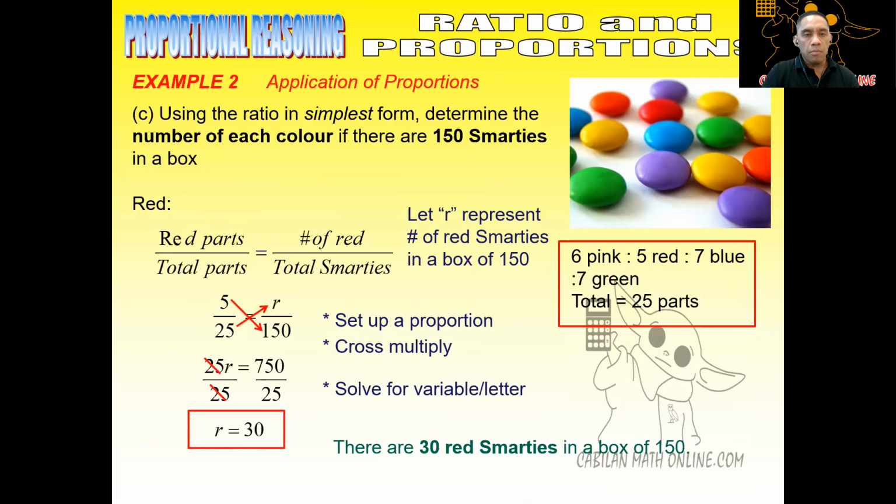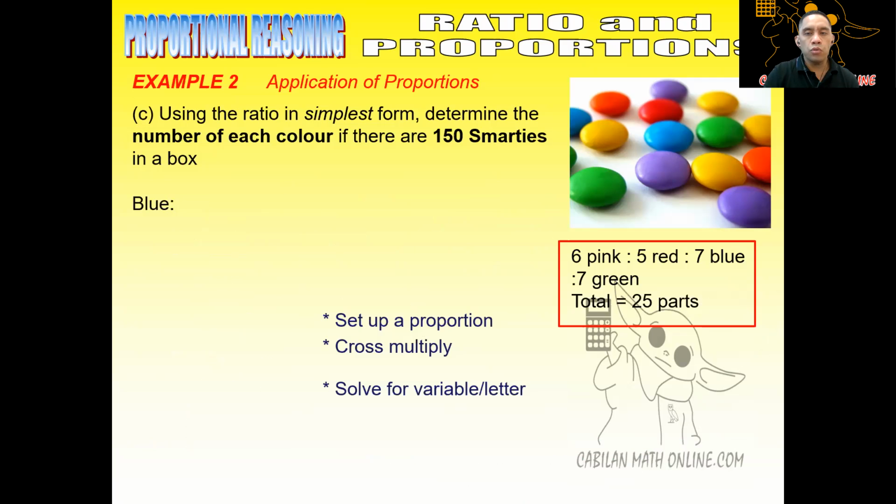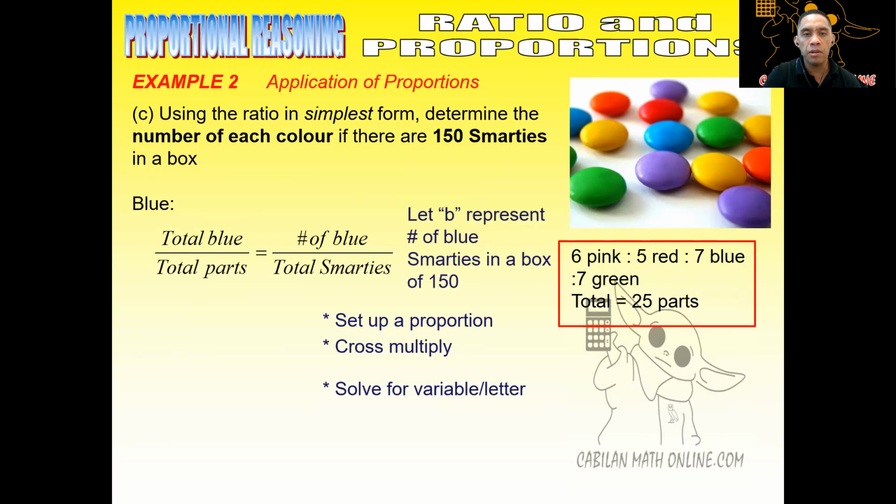All right, now I want to talk about the next example because there is kind of a shortcut for it, and it deals with the color blue. So let's set up the proportion first. We're going to take the total number of blue parts over the total number of parts, and let it equal the number of blue parts over the total number of Smarties. Since we're solving for the number of blue, we're going to let B represent the number of blue Smarties in a box of 150.